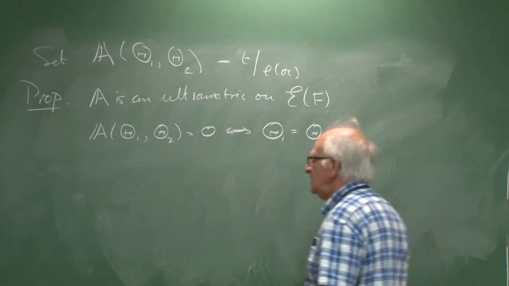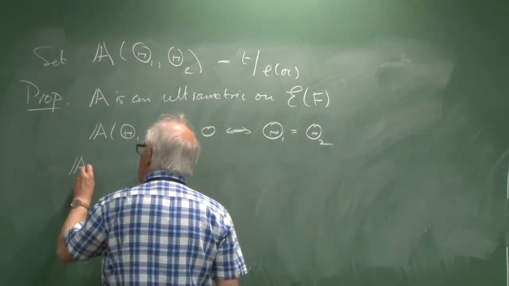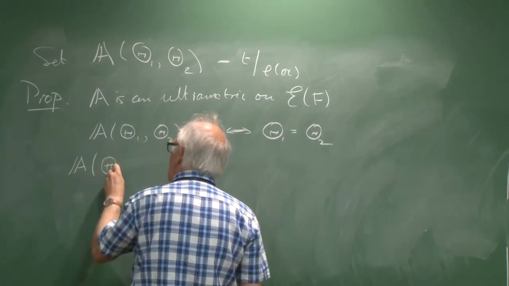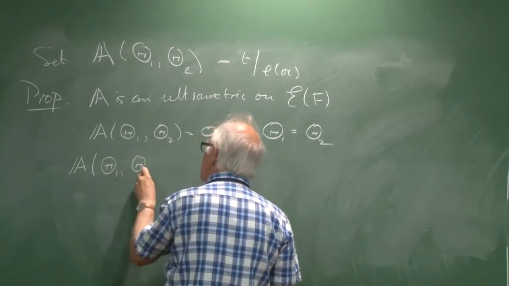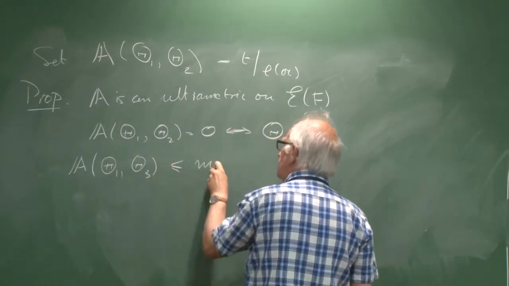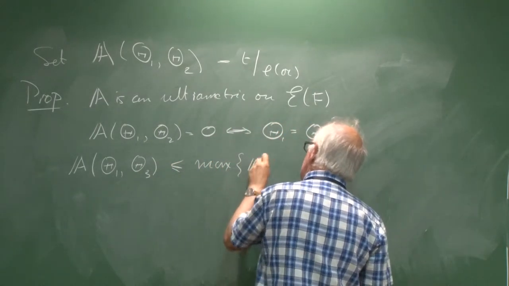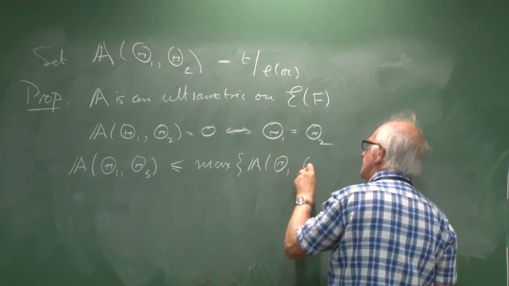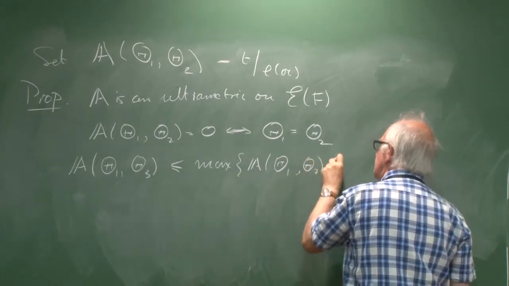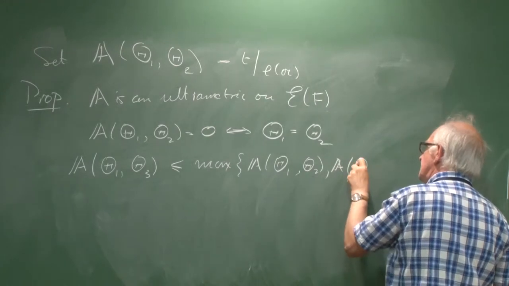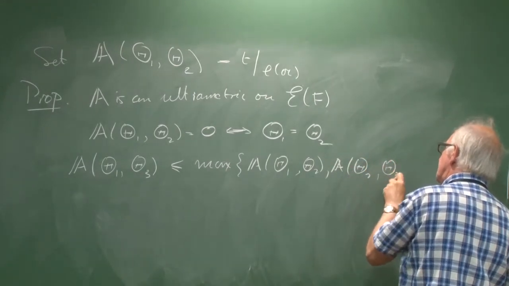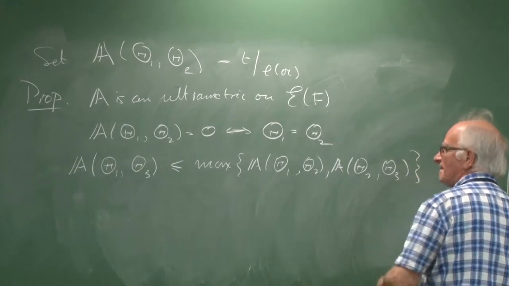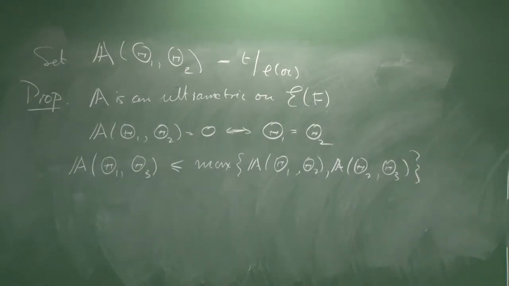And A of theta 1, theta 3 is less than or equal to the maximum of A of theta 1, theta 2 and A of theta 2, theta 3. Right, and it's symmetric, of course. So, it's a jolly nice sort of metric, which comes in very handy at a later stage.